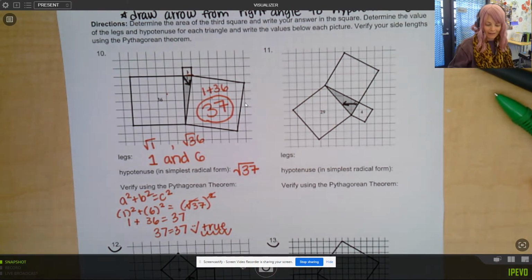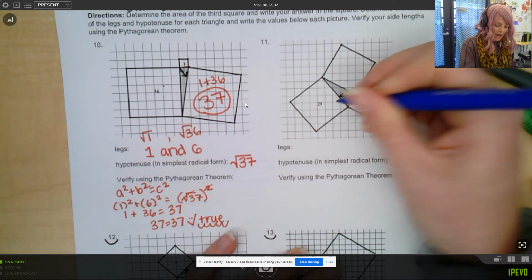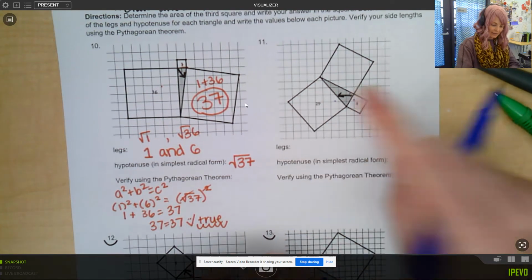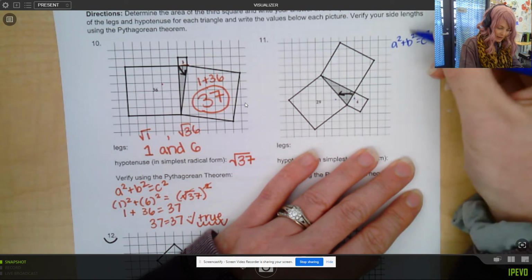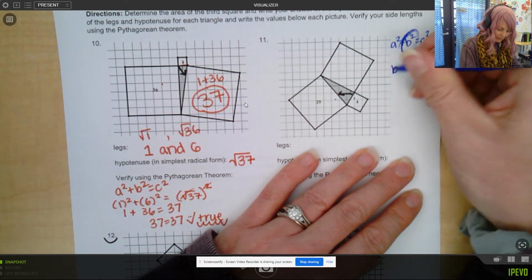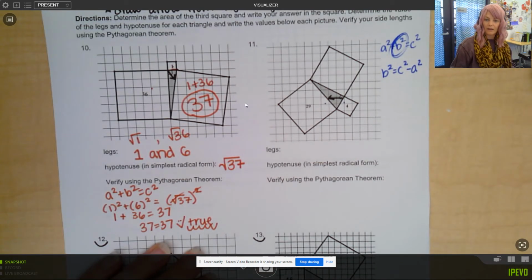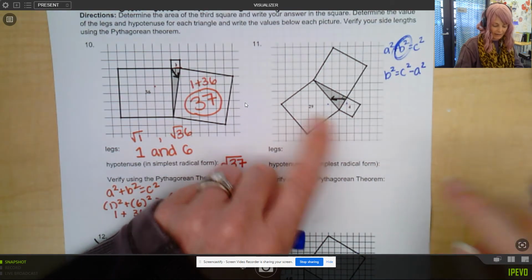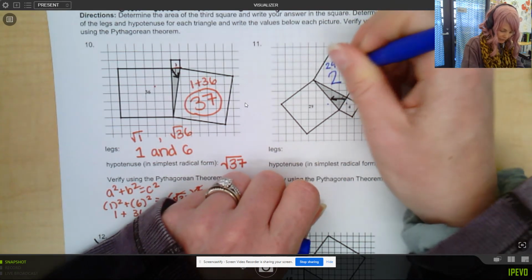Groovy. Let's take a look at 11. So 11, very similar, but a little different. Notice they give me a leg square and a hypotenuse. So since a squared plus b squared is equal to c squared, if I'm just looking for b squared, I know b squared is equal to c squared minus a squared. So if this is 29, this is 4. 4 plus what number makes 29? Or you can think about this as 29 minus 4, which is 25.